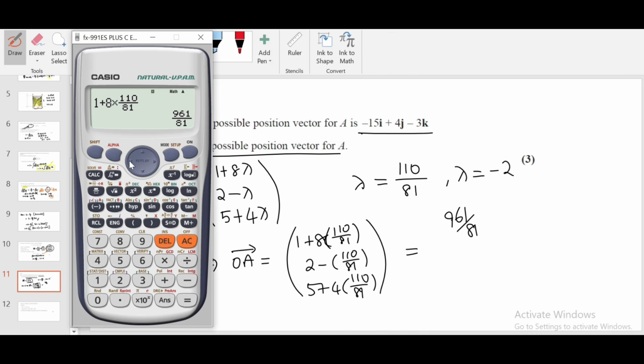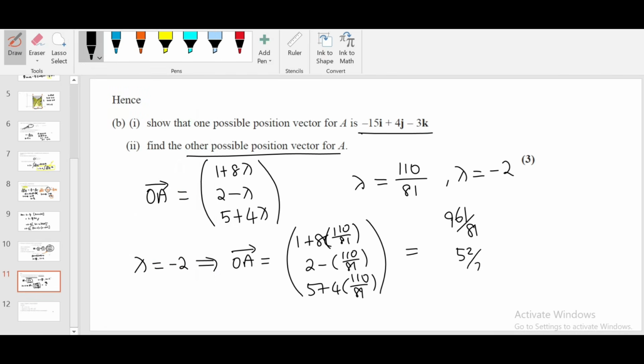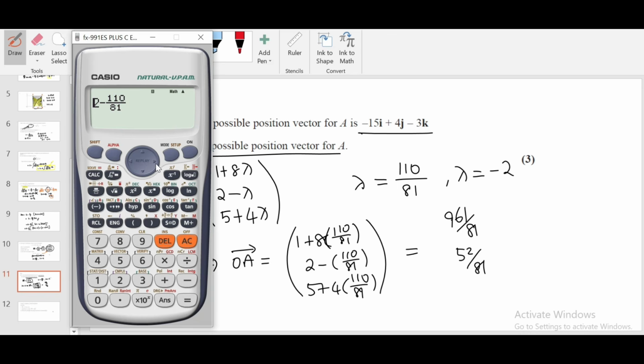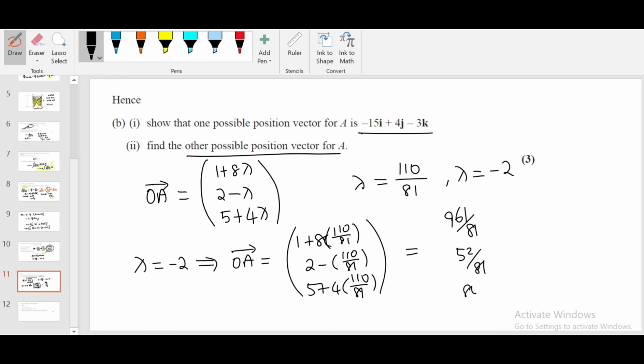2 minus this, 52 over 81. Then 5 plus 4 times this, 845 over 81.